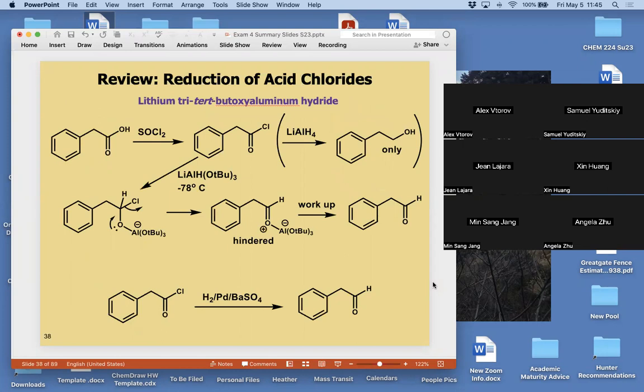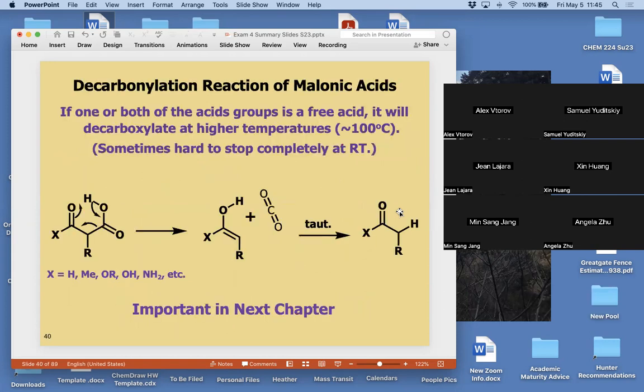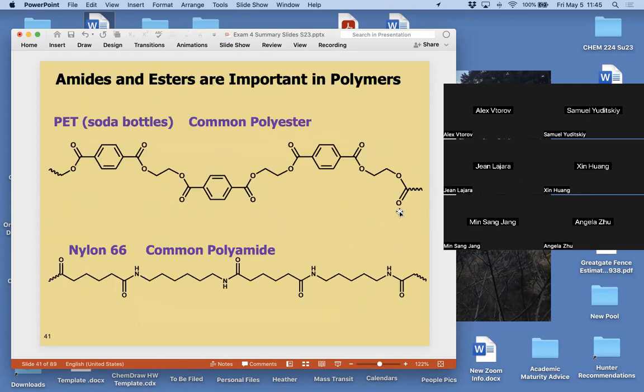Okay, so this is review from the previous chapter, making aldehydes. So all this is captured because it's part of this chapter too. DIBAL reduction of esters. Decarboxylation, again, it's here, but it's more important in the next chapter.